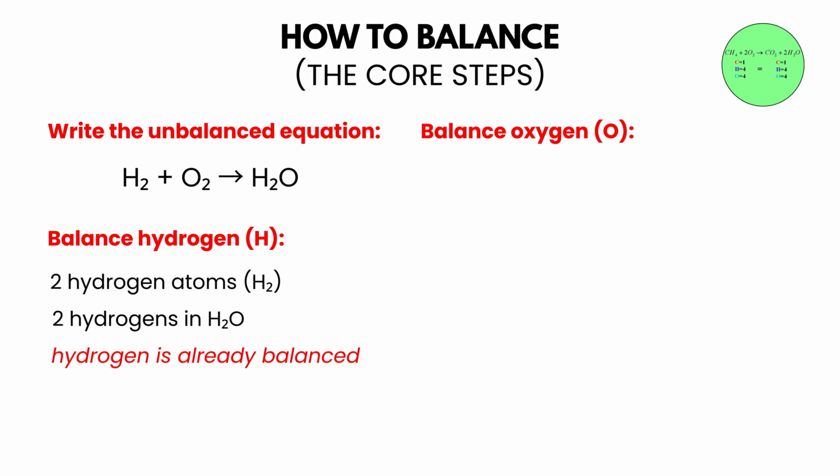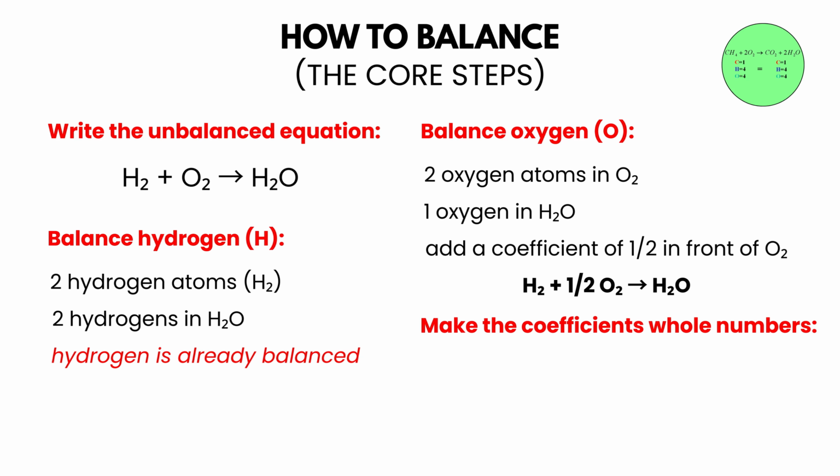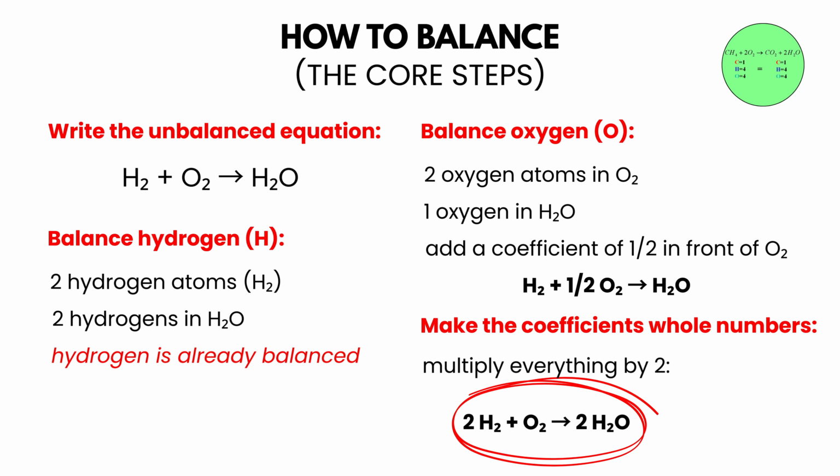Balance oxygen, O. On the left, you have two oxygen atoms in O2. On the right, you only have one oxygen in H2O, so add a coefficient of 1/2 in front of O2. H2 plus 1/2 O2 form H2O. Make the coefficients whole numbers. To avoid fractions, multiply everything by 2. 2H2 plus O2 form 2H2O. Now the equation is balanced.